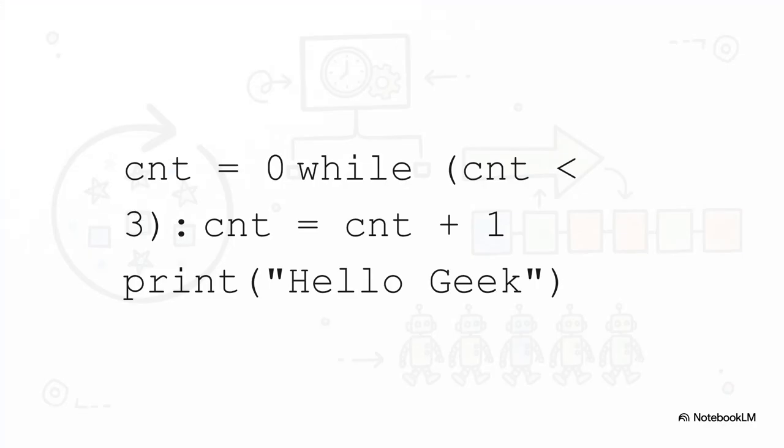So here's how it works. We start a counter, cnt, at 0. The loop's condition is, keep going as long as cnt is less than 3. Inside the loop, we do two things. We add 1 to the counter, and we print hello geek. And this just keeps repeating until that condition isn't true anymore.